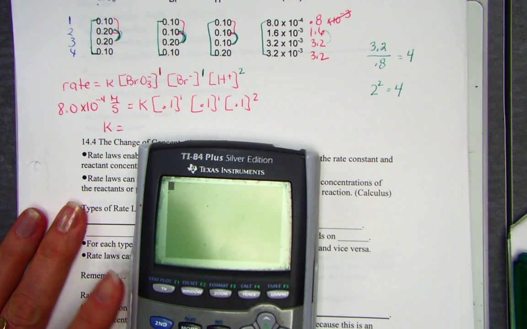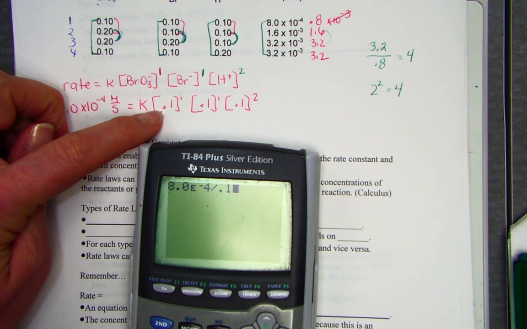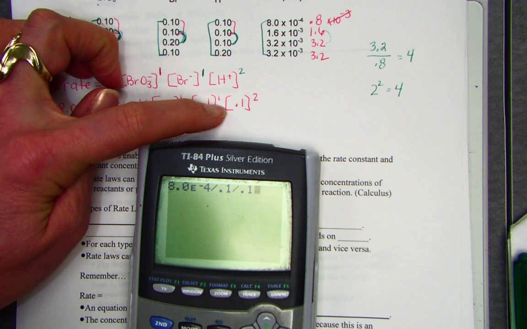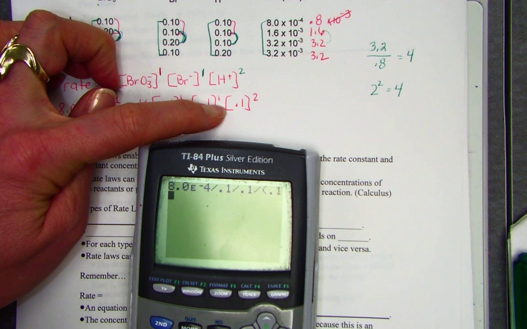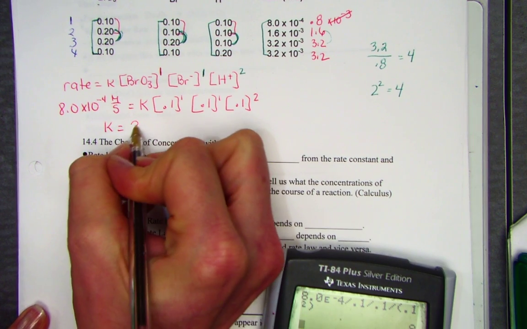We would hit 8.0 E -4 divided by 0.1 to the first power, divided by 0.1 to the first power, divided by 0.1 squared, and we come up with a number: 8. This has a rate constant of 8.